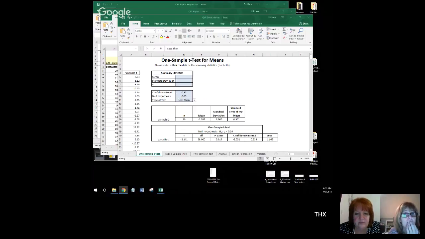Okay, so the confidence interval requirement though needs to be greater than or equal to 10.